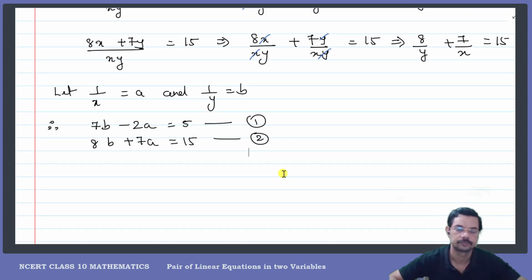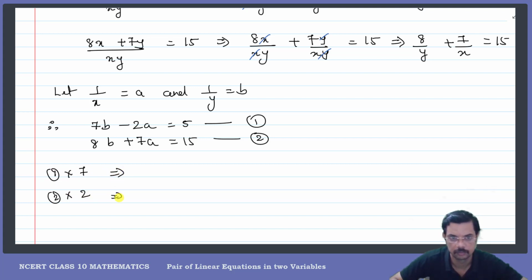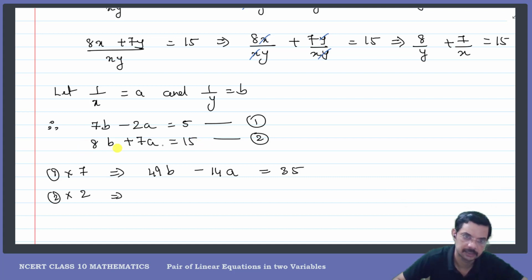Next, what to do? First equation multiply by 7, second equation multiply by 2. 7 sevens are 49b minus 7 twos are 14a equal to 7 fives are 35. Multiply the second equation by 2, so 8 twos are 16b plus 7 twos are 14a, and that is equal to 15 twos are 30.